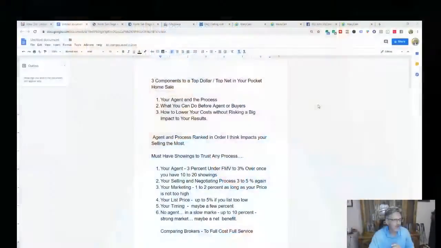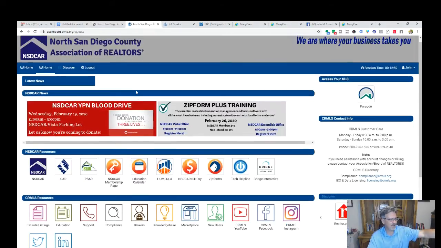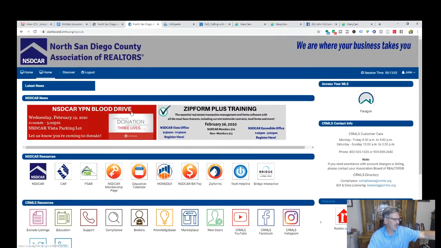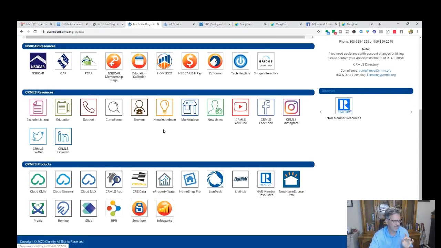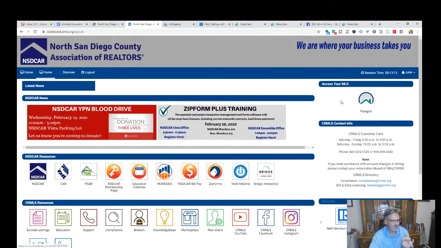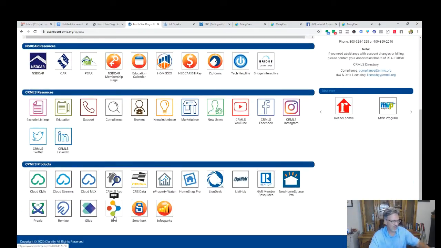So here is our first detail. Let me pull up InfoSparks. This is the back office for, I have both MLS systems here. This is the back office of North San Diego County Association of Realtors, and we are in Paragon. I also have Matrix, but in Paragon, we can click. First of all, if you want an overall total market context, you want to go in here, in this one, RPR. But I went in and I clicked on InfoSparks.